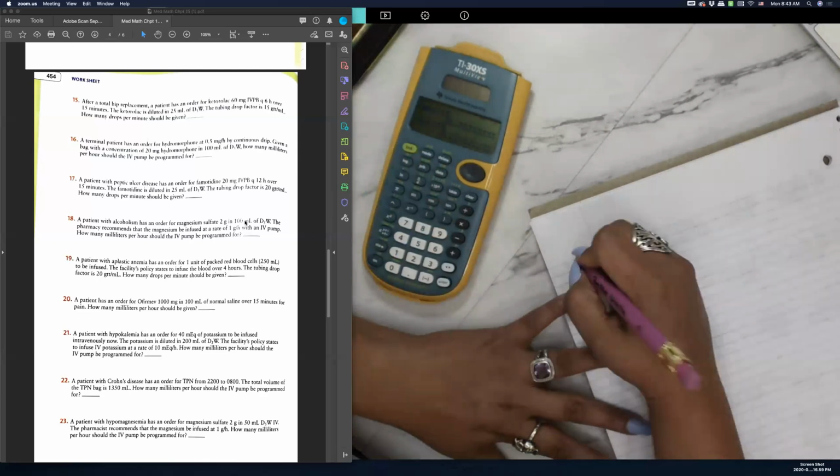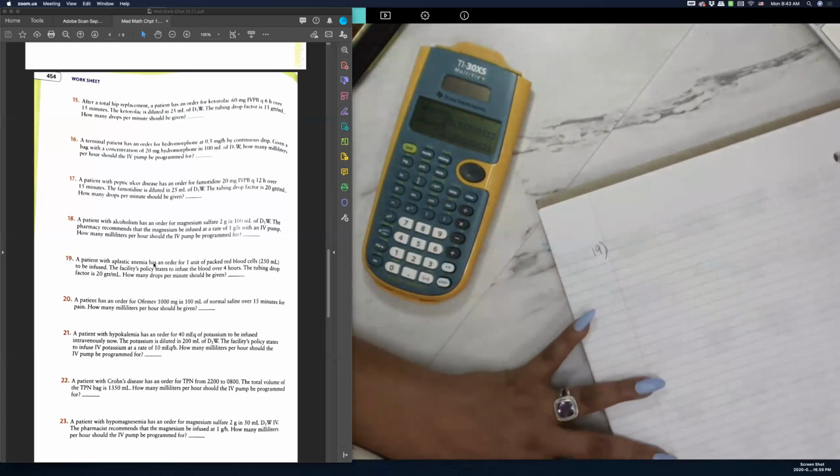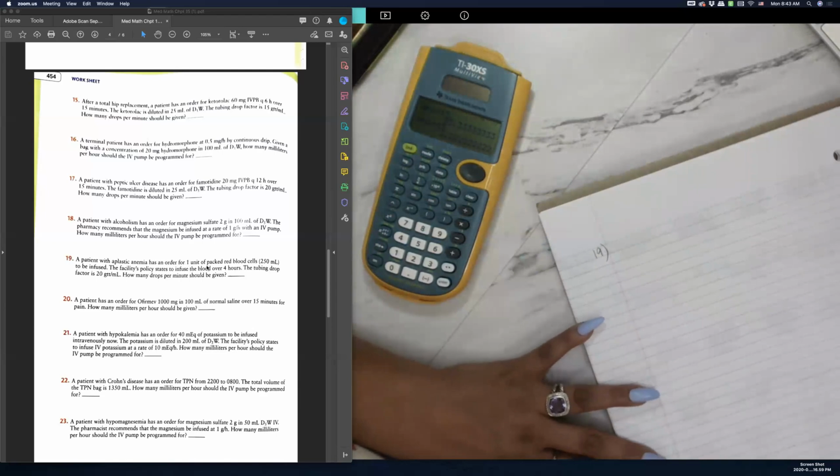Okay, 19. A patient with aplastic anemia has an order for 1 unit of packed red blood cells, just 250 milliliters, to be infused. The facility's policy states to infuse the blood over 4 hours. The tubing drop factor is 20 drops per milliliter. How many drops per minute?